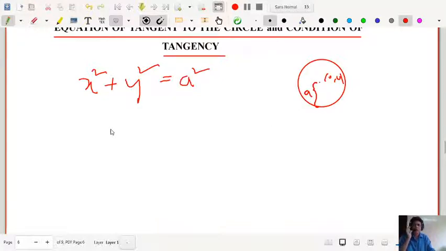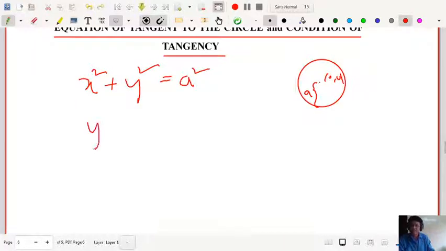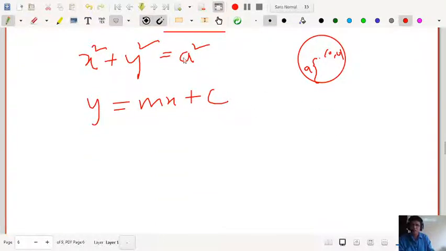Let us assume that y equal to mx plus c is the tangent. I want to find out the condition of tangency, and let us find out the equation of the tangent also. So this is equation 1 and this is equation 2.